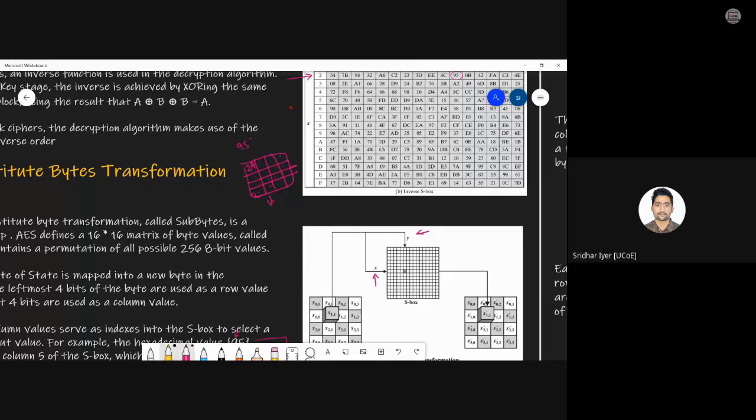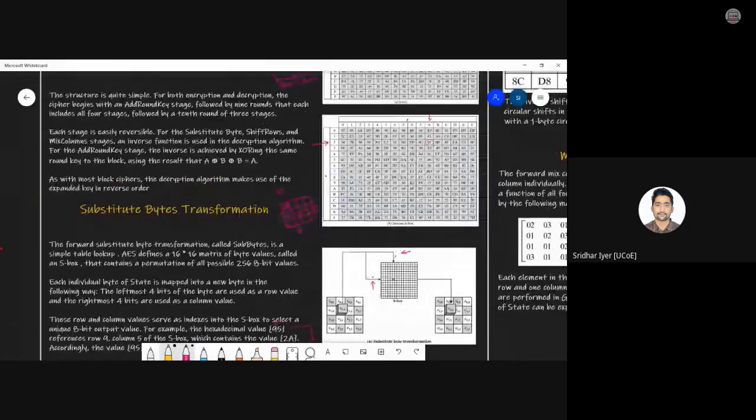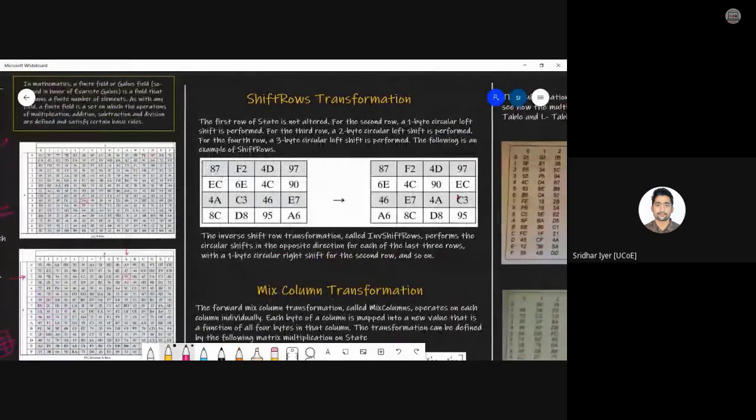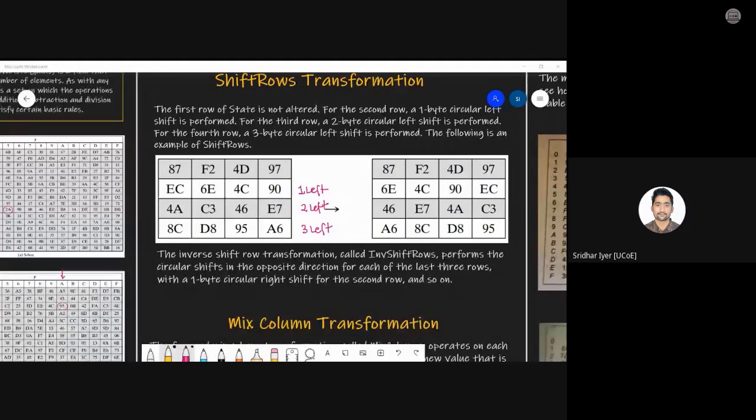Now we need to apply the next phase, that is ShiftRows. ShiftRows is again very simple. Just take the example of this particular value over here. We do shifting, as the name suggests. The first row is kept as it is. It is not changed. The second row is shifted to the left by one position. The third row is shifted to the left by two positions. And the last row is shifted to the left by three positions. You can see it is very evident in this diagram. Just have a look and let me know if you understood this.